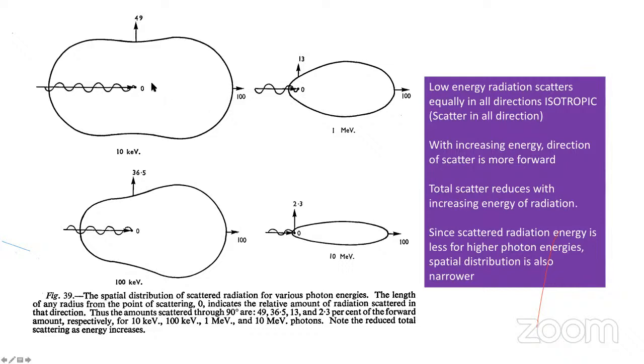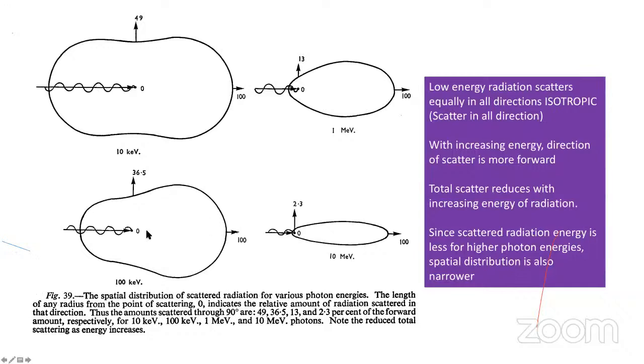If you look at the envelope, this is the amount of scattered radiation. With increasing energy, the direction of scatter is more forward. The maximum of the scatter is in the forward direction and very little behind. Whereas at low energy, 10 keV, it is almost the same on all sides. It is isotropic, which means equal intensity in all directions. So low energy radiation scatters equally in all directions.